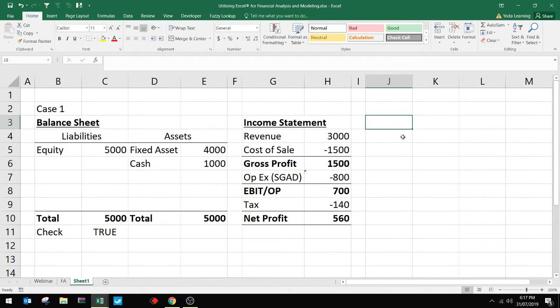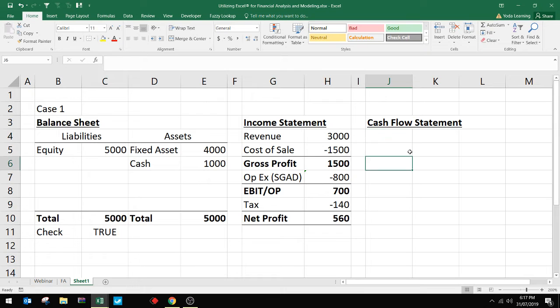The cash flow statement, as we know, is needed because the income statement and the balance sheet follow the rule of accrual accounting, not the movement of cash. So it is important to have the cash flow statement to understand the inflows and outflows during the year. So once again, let's type in the title in cell J3, cash flow statement. And let's begin with the construction.